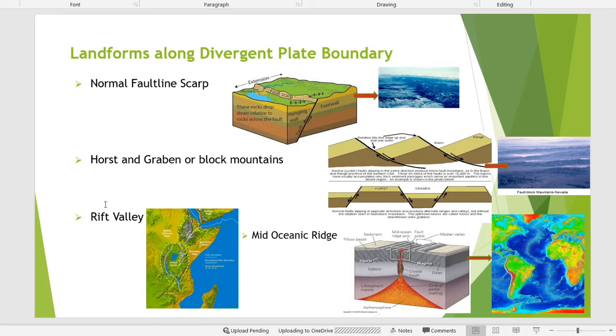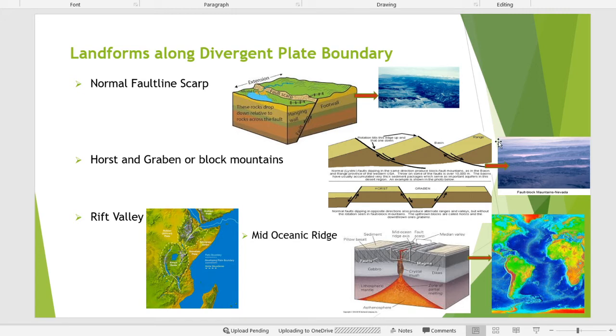When the tension is very low, usually we find a normal fault line scar. Here you can see because of the movement of plates in opposite directions, there is a slip, and because of the slip there is a fault, and because of this fault line there will be a fault scar. So this is the first thing which we see, and this type of fault line is very much available in Nevada.